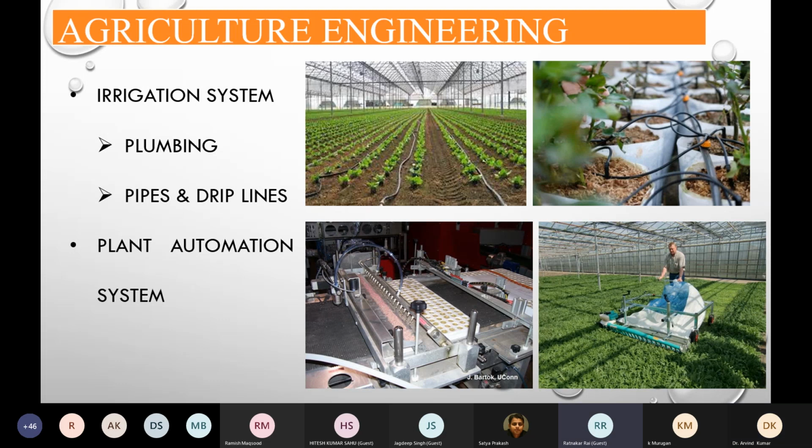Just to give you an example of productivity in India, we are maximum pushing at a few kilograms of tomato per plant. That's on the higher side, but in controlled environment agriculture, we are pushing at about 40, and that's because they have all these. So plant automation is a big opportunity.